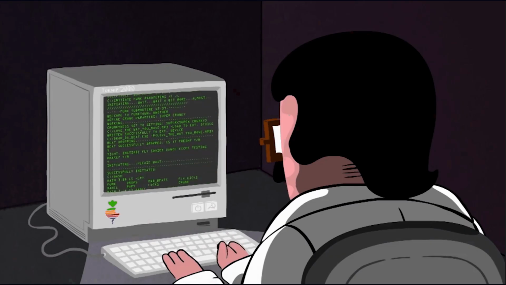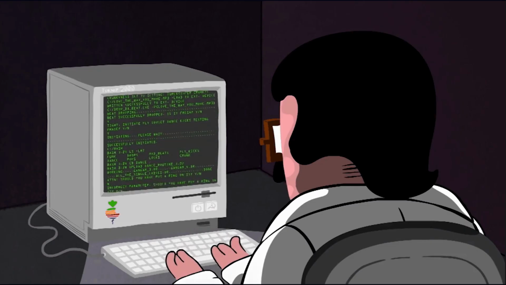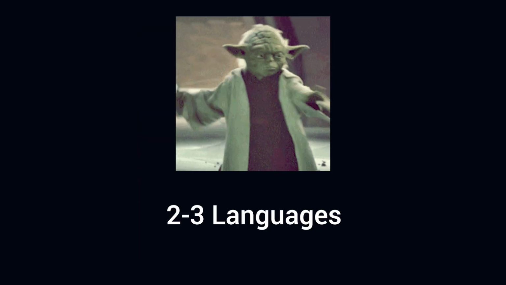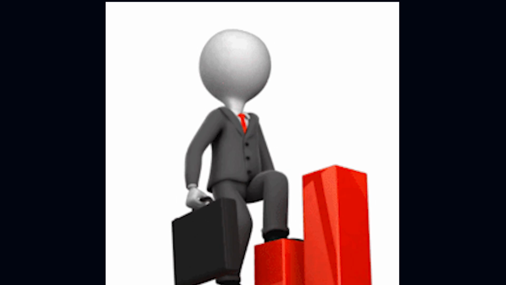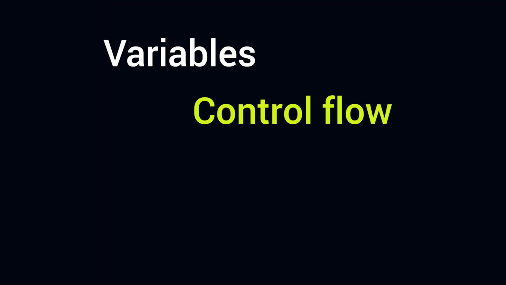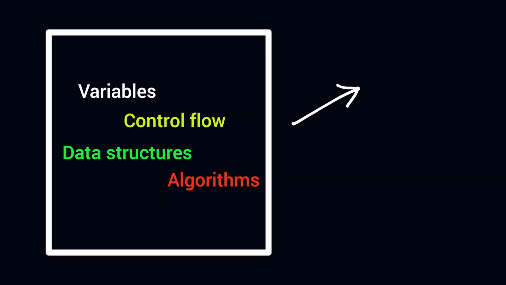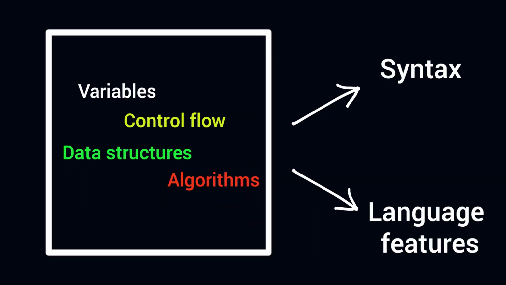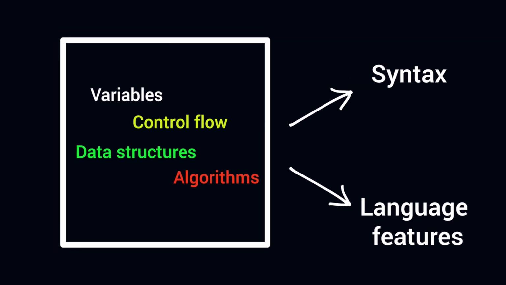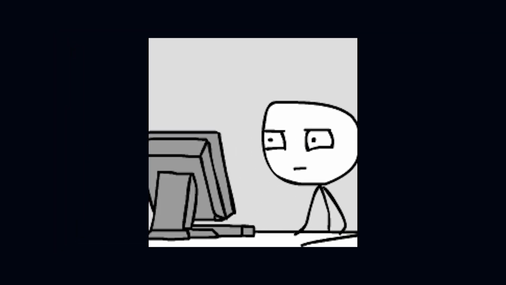A developer who knows both imperative and functional programming will write better code in either paradigm because they understand the strengths and weaknesses of each approach. Once you've mastered two or three languages deeply, picking up new ones becomes exponentially easier. The fundamental concepts, variables, control flow, data structures, algorithms, remain consistent. What changes is syntax and specific language features, which become much easier to absorb when you have a solid conceptual foundation. Let's look at how major tech companies handle this in practice.